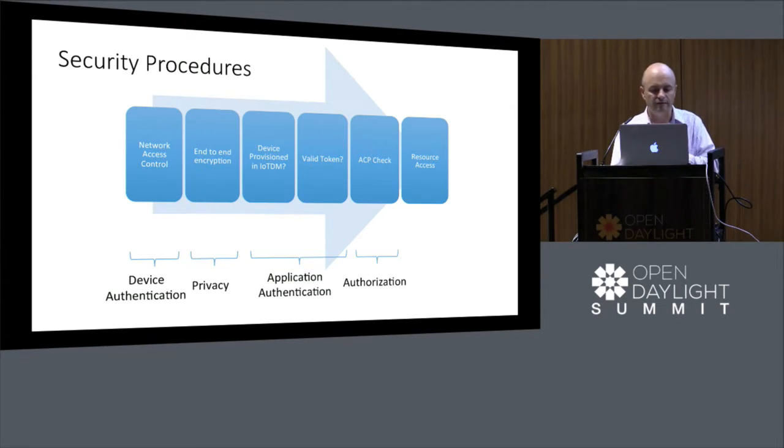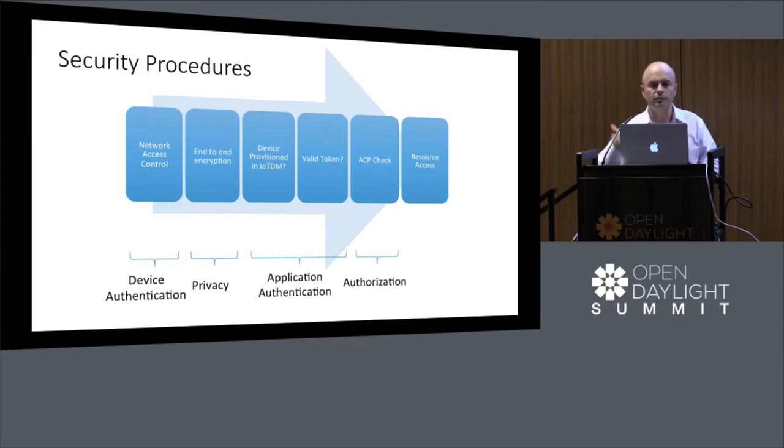So we have plans for OAuth. And therefore, for every request you can check, first, if you know the device, and second, if the token associated with the request is valid. And if all that passes, then you have access control policy checks.